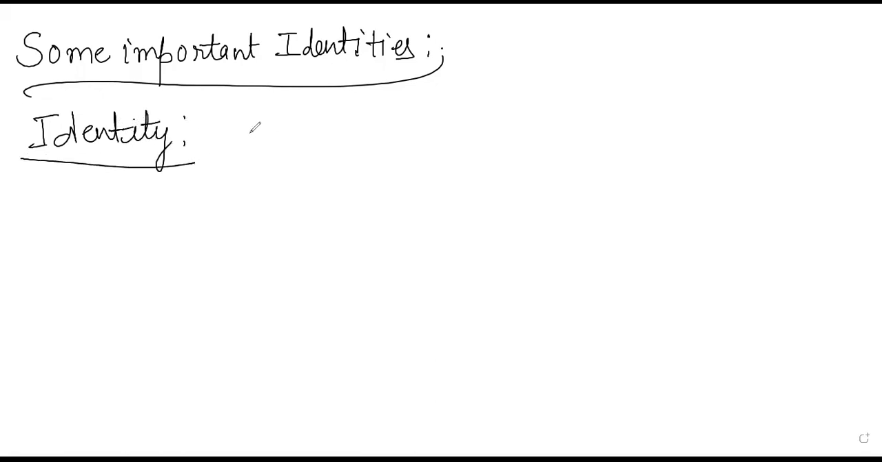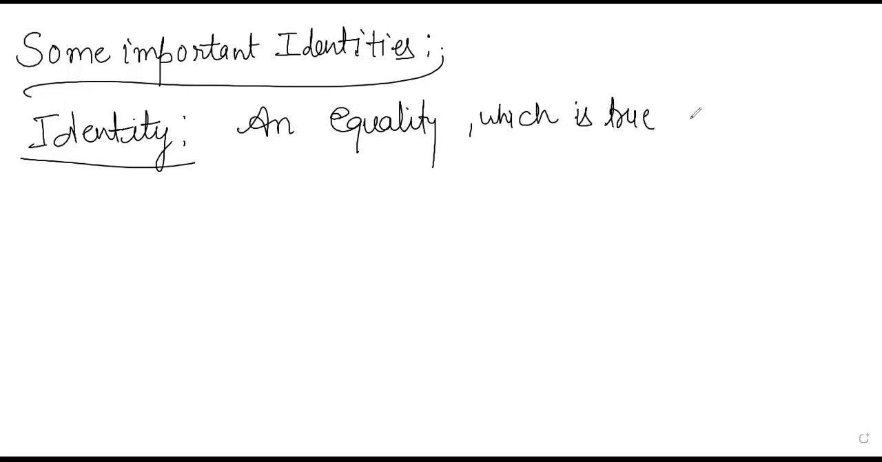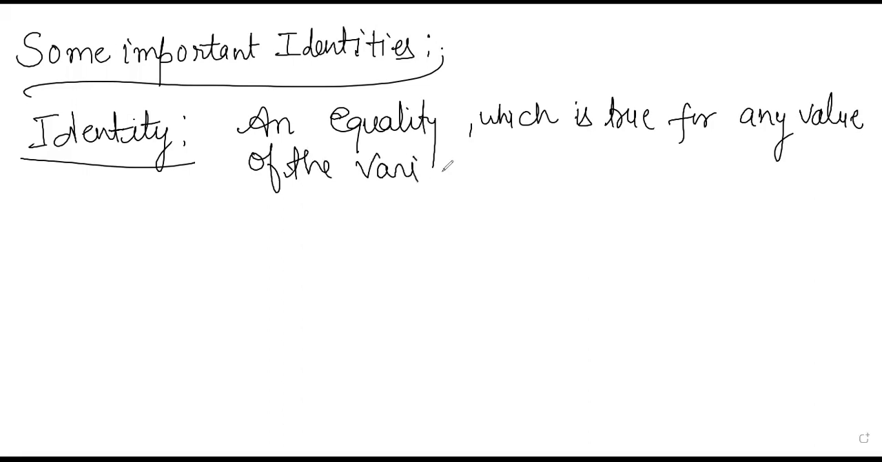Identity. Okay. So an equality. What is identity? I am writing here: an equality which is true for any value of the variable, right? An equality means it is talking about an expression of left hand and right hand. Equality means there will be an equal sign. Okay, an equality which is true for any value of the variable is called identity. Means आप कैसे पहचानोगे?